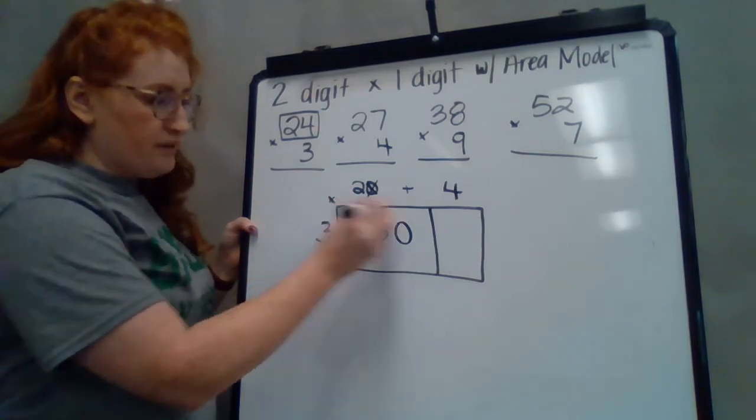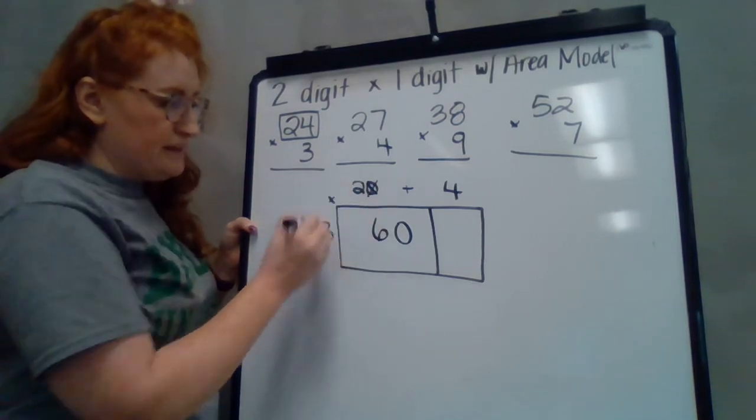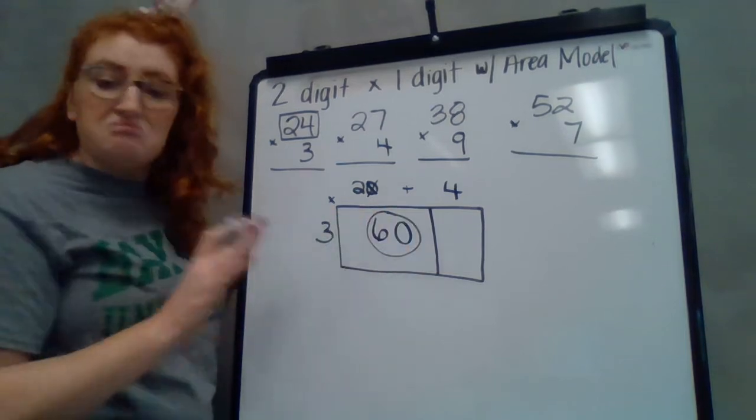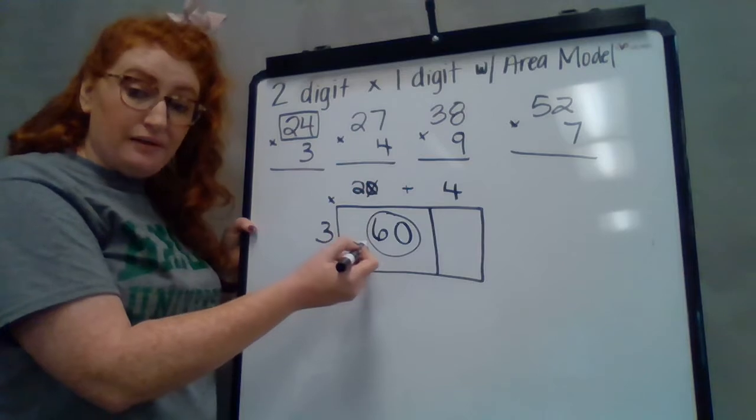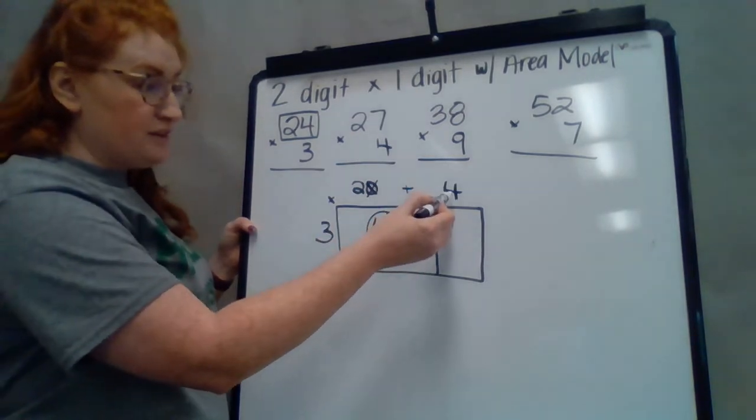There's no more for this space to take up because I've already used everything I can. So I like to circle it. That's a personal preference and you don't have to, but I like to circle it so it reminds me that I'm done. Now I'm going to move over to the 4.